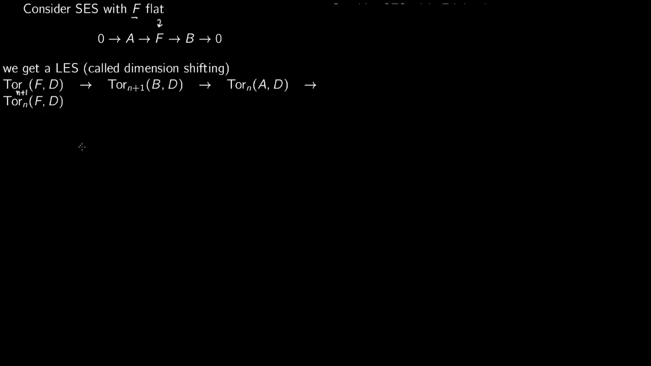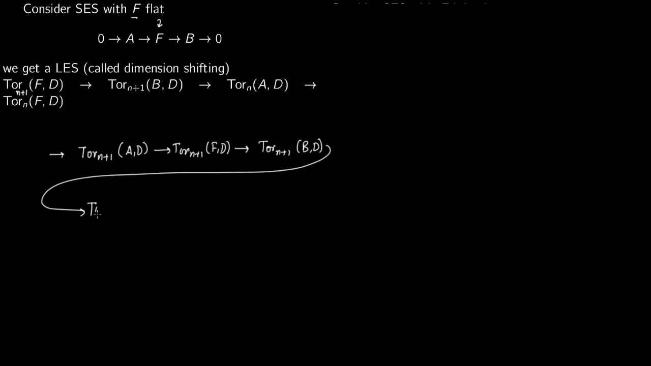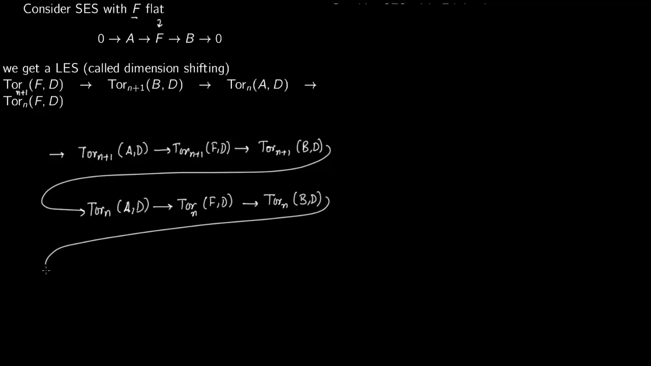The long exact sequence you will get is, you will get Tor n plus 1, you start with this, A comma D, something is coming in, then you will have Tor n plus 1, F comma D. This will go to Tor n plus 1, B comma D, and you come back again, Tor n, A comma D. You have Tor n, F comma D, Tor n, B comma D. Yeah, so this is how the sequence keeps going on, till you reach 0.